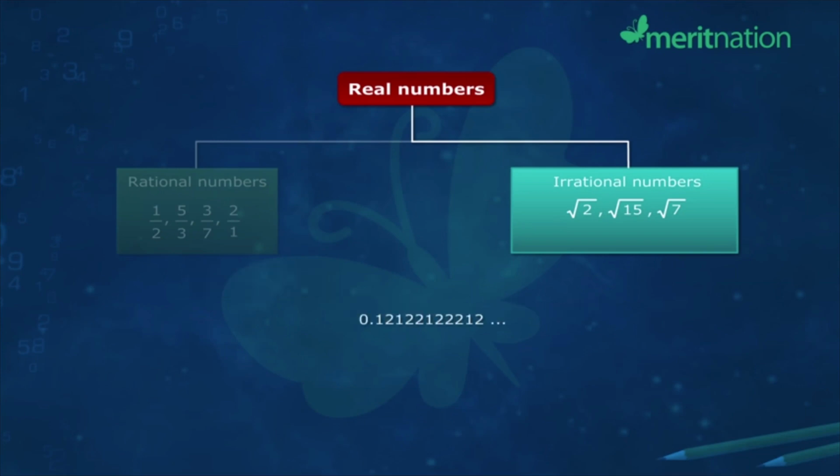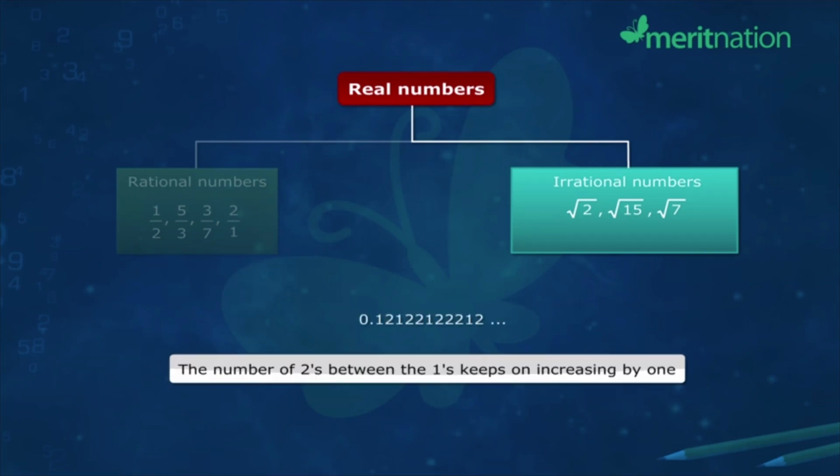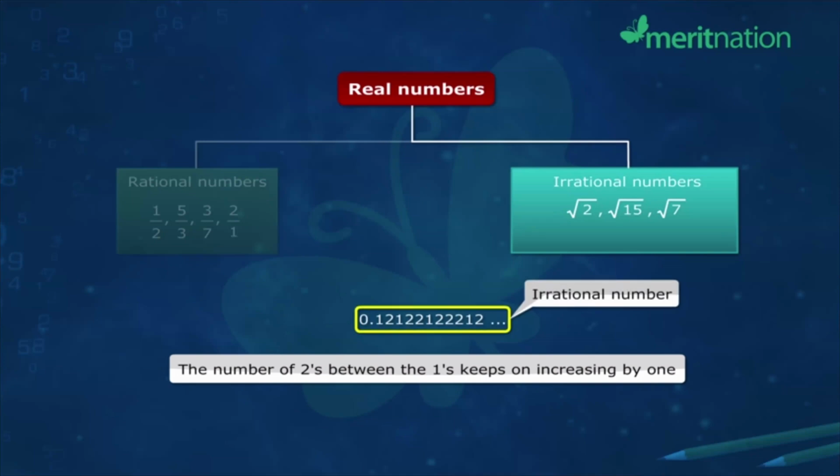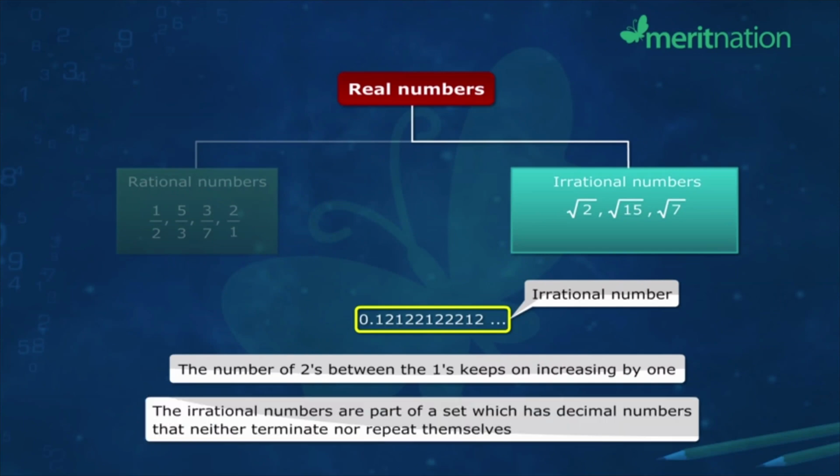Now look at this number. You see that? The number of 2's between the ones have been increasing by 1, right? But this number is an irrational number. Why? Because it's a non-terminating and non-repeating number. So we can also say that irrational numbers are a part of a set which has decimal numbers that neither terminate nor repeat themselves.